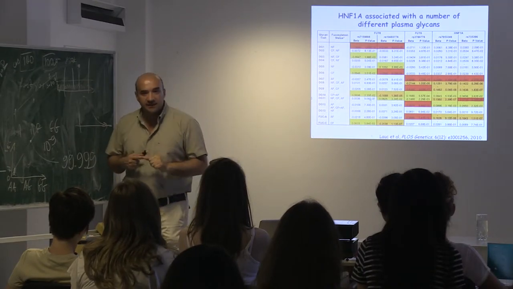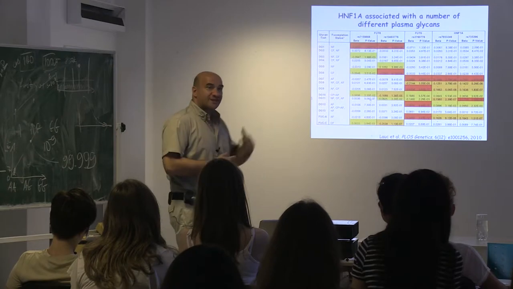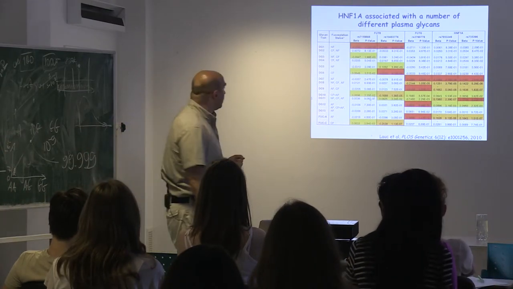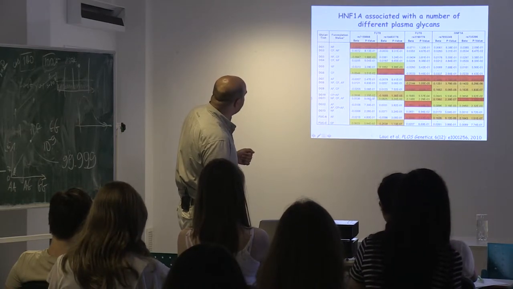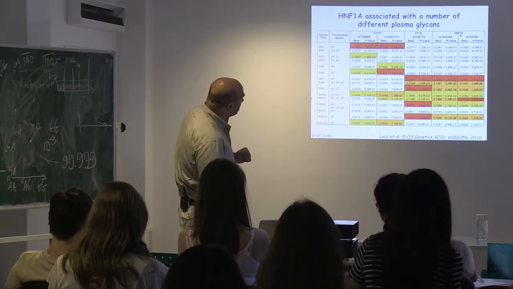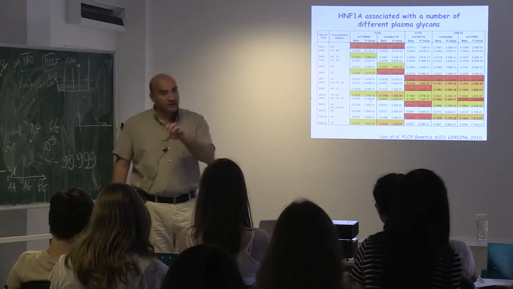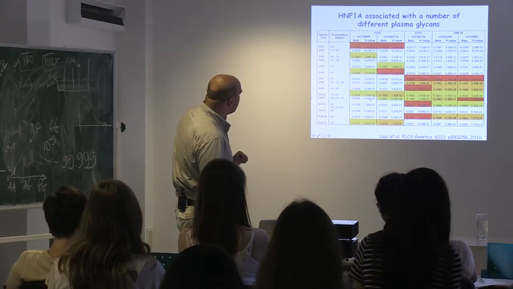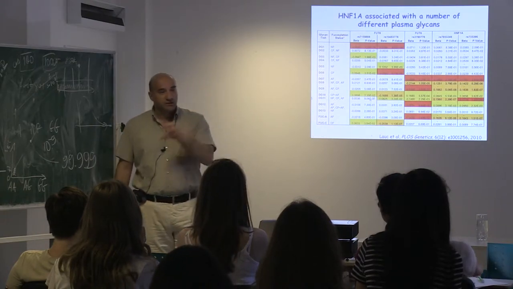FUT8 is fucosyltransferase 8. This is putting fucose to the core of the glycan. And FUT6 is the fucosyltransferase which is putting fucose to the antennas of a glycan. So we have classical enzymes which are putting fucose on the glycans, and we know what they do. So for example, we see that SNPs in FUT8 and FUT6 associate with the majority of these glycans. And then we have a novel gene. HNF1-alpha, we know it's a transcription factor. It's affecting a number of different genes, but it was never linked with glycosylation before. So we looked and said, okay, this HNF1-alpha associates with more or less the same glycans as FUT6. So it looks like HNF1-alpha is regulating expression of FUT6.